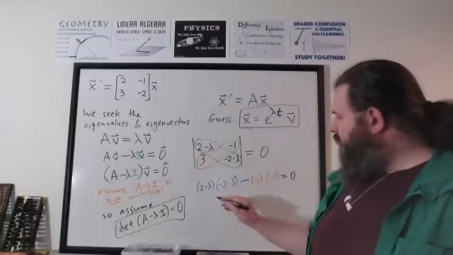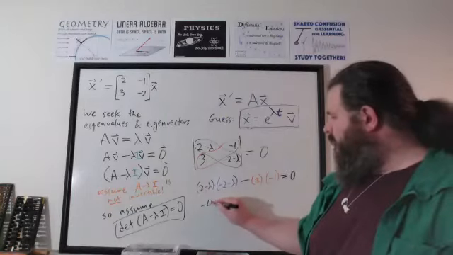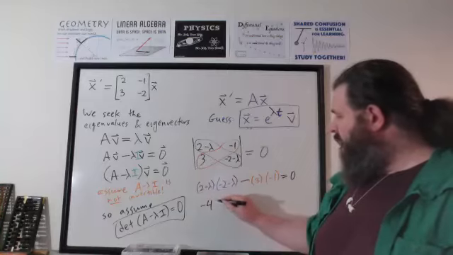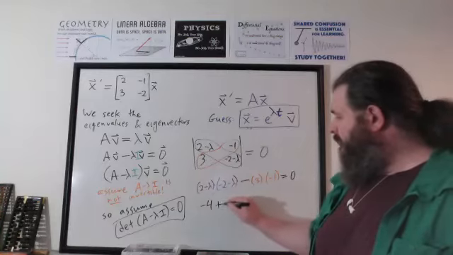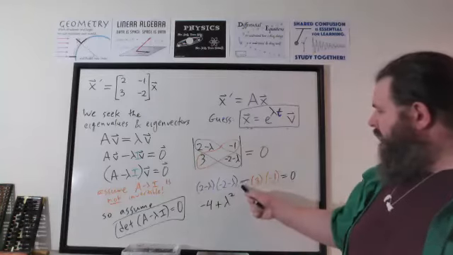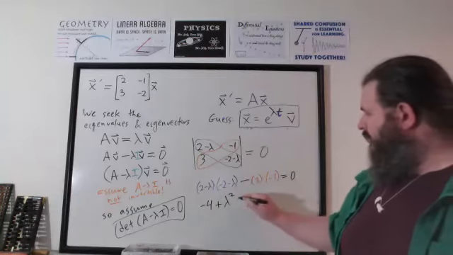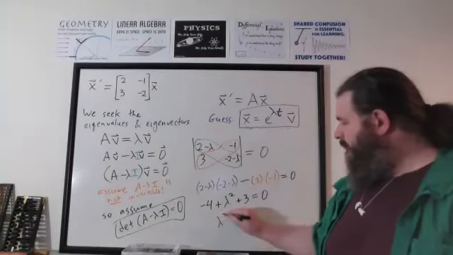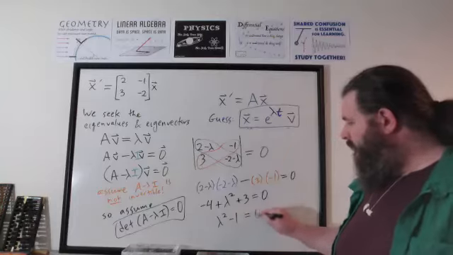And multiplying this out, we get 2 times -2, +2 lambda and -2 lambda cancel out. So we just have minus lambda lambda, so plus lambda squared. And then we've also got a minus 3 times -1, so that'll be +3. Simplifying that, we've got lambda squared minus 1 equals 0.